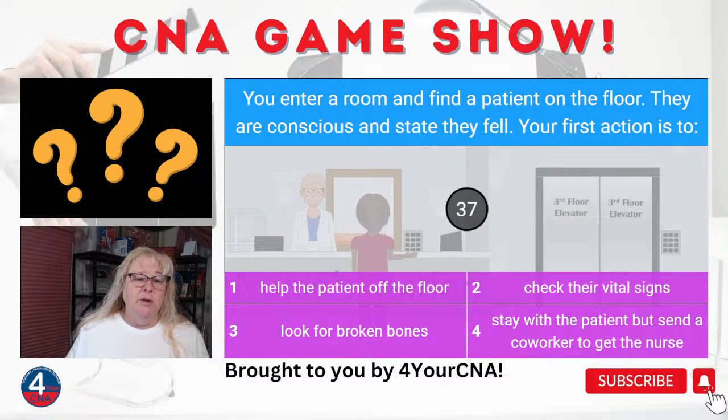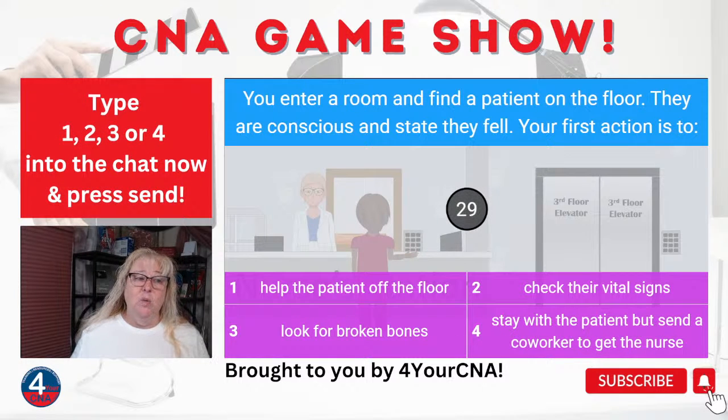So you enter a room, find a patient on the floor. They are conscious and state they fell. Your first action is to 1. Help the resident off the floor. 2. Check their vital signs. 3. Look for broken bones. Or 4. Stay with the patient but send a coworker to get the nurse.